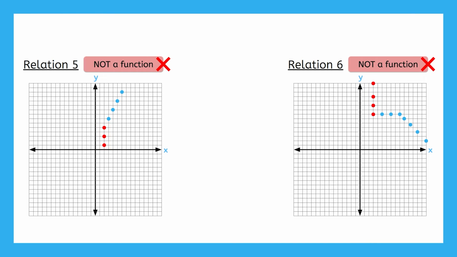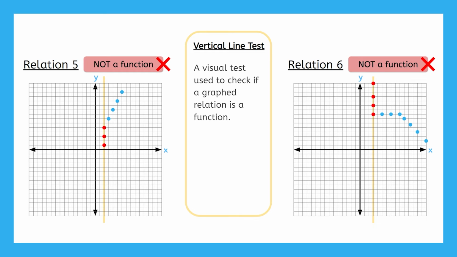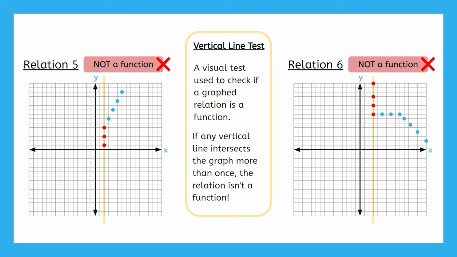Well, in both relations, there was a single input on the x-axis that corresponded to multiple outputs on the y-axis. Basically, points are stacked vertically, one above or below the other. So we can imagine drawing vertical lines on our graph, and if one of those vertical lines intersects more than one point, like they do here, we know there's more than one output for an input, meaning it's not a function. This method is known as the vertical line test. It's a visual test used to check if a graphed relation is a function. Basically, if any vertical line intersects the graph more than once, then the relation isn't a function.